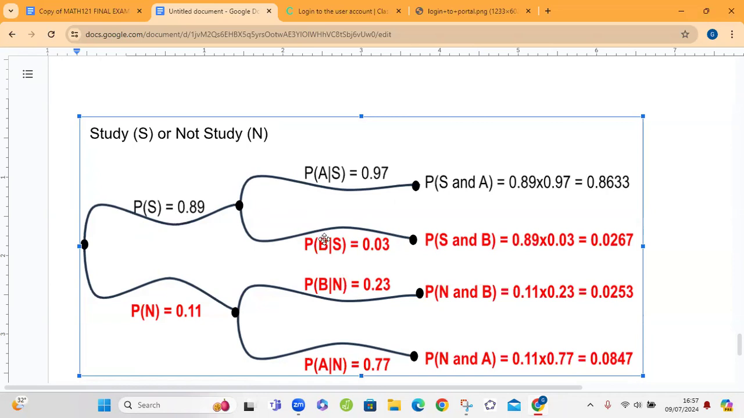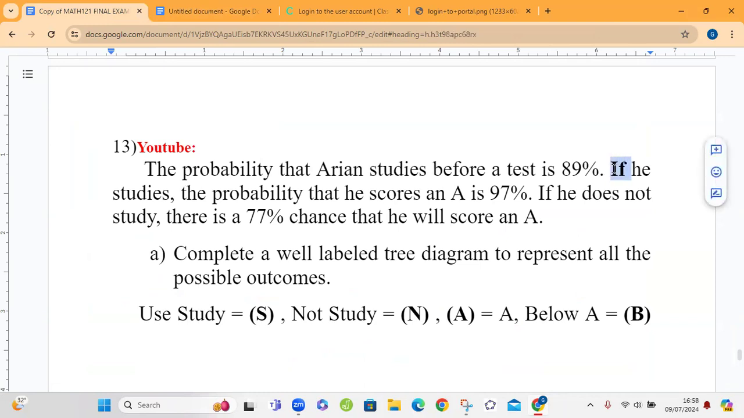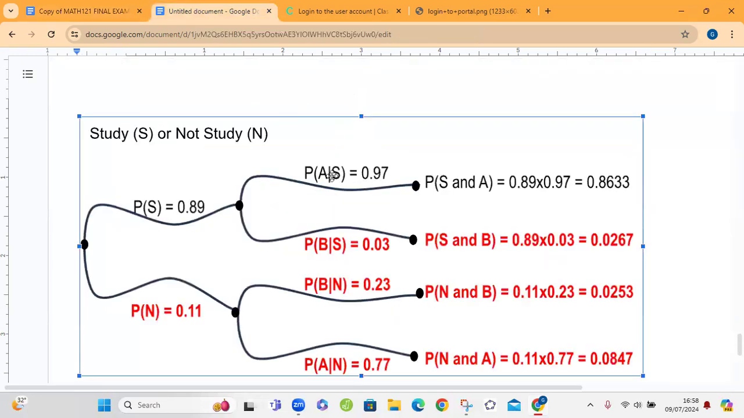Now we have that other section. It says if he studies. If is an important one in probability analysis, and it has its own symbol. If is another way of saying given that he studies, meaning a prior event, studying. The probability that he scores an A is 97%, and here it is represented. The symbol for if is a vertical line. If he studies, the probability that he gets an A is 0.97.